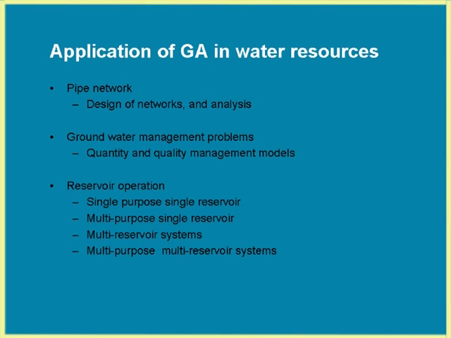This work is also extensively used, and very little work has been done on reservoir operation. Papers are available in large quantity, but we are restricted to comparing with conventional techniques. We say that this technique is better only when we compare it with conventional modeling. People have applied it to reservoir operation in these places: single reservoir, single purpose; multi-purpose single reservoir; multi-reservoir system; multi-reservoir, multi-purpose reservoir system. These are all the places where people have applied genetic algorithm.